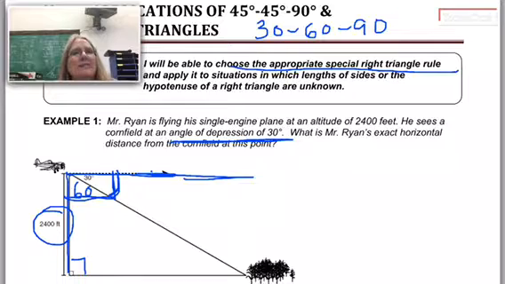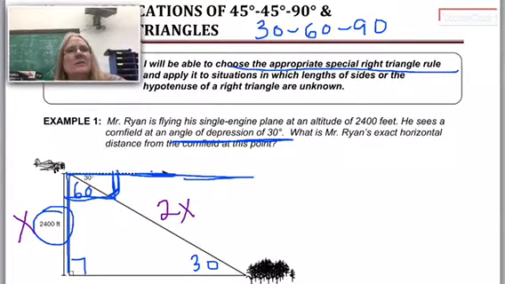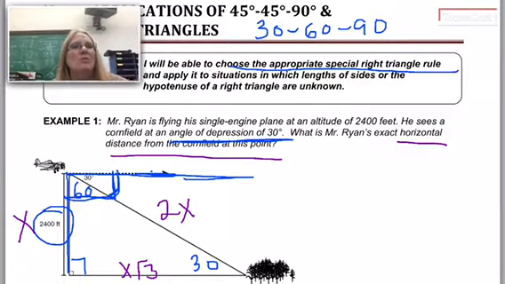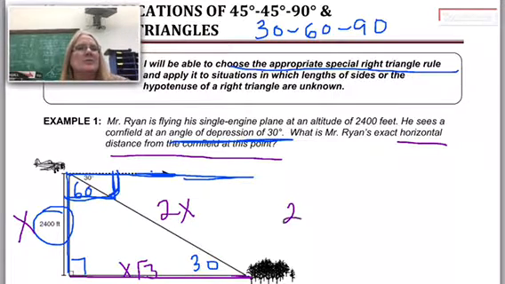Okay, so now you know we have a 30, 60, 90 triangle, and so you need to go back and know your rule, and our rule says across from 30 is x, across from 90 is 2x, and across from 60 is x to the square root of 3. So the question they ask is, what is Mr. Ryan's exact horizontal distance from the cornfield? So horizontally is going to be this distance right here. So x times the square root of 3, and x is 2,400 feet. So your answer is 2,400 times the square root of 3 feet.